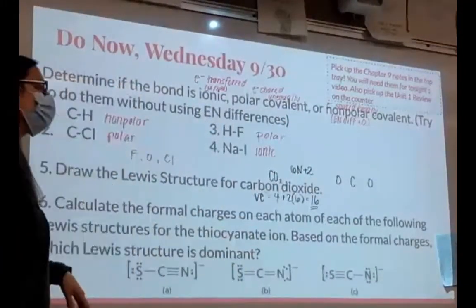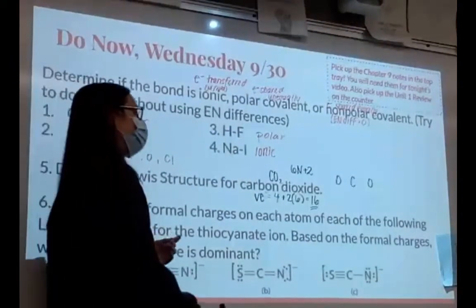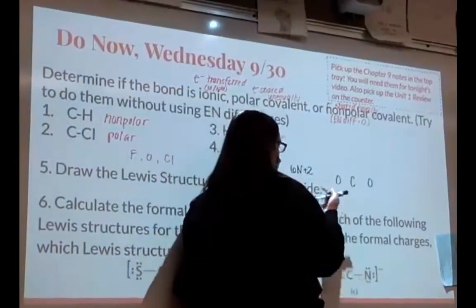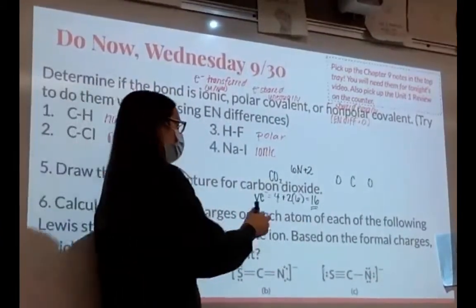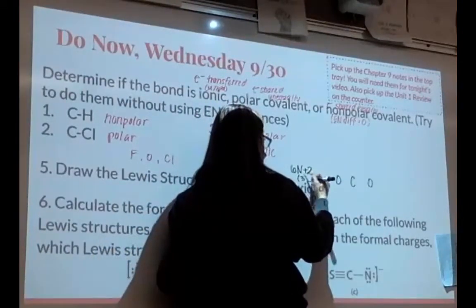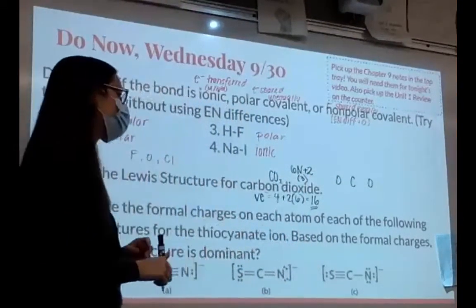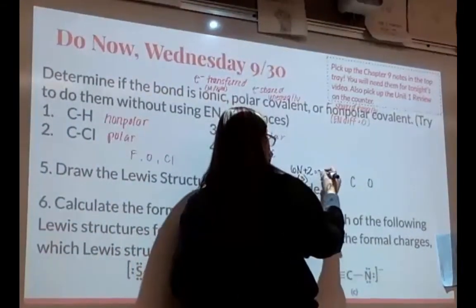The 6n plus 2 rule helps us to determine what kind of multiple bond we need, if any. N is the number of atoms in the molecule, not hydrogen. So 1, 2, 3. There are 3 atoms in this molecule, 2 O's and 1 C. So 6 times 3 is 18, plus 2 is 20.